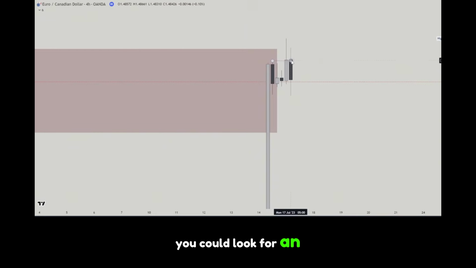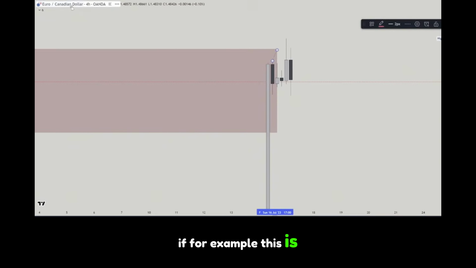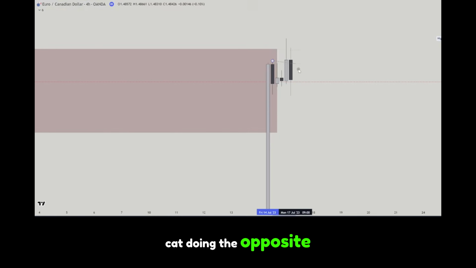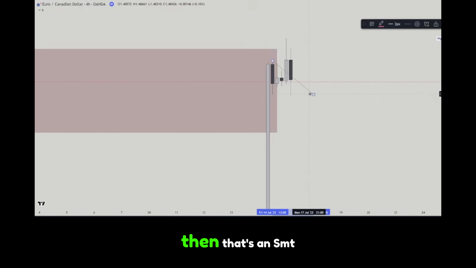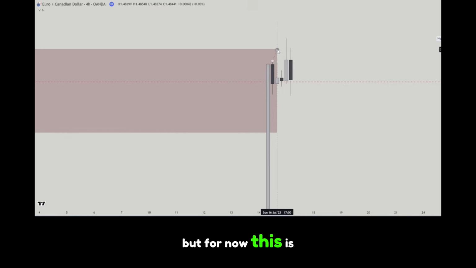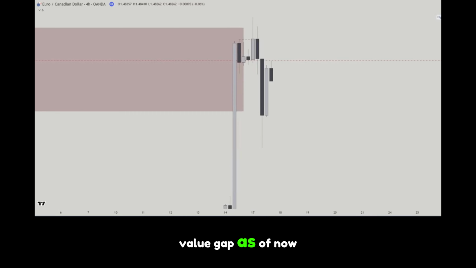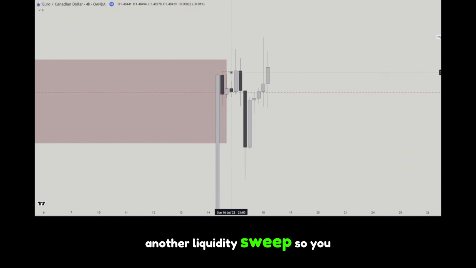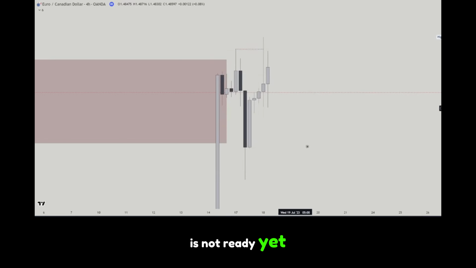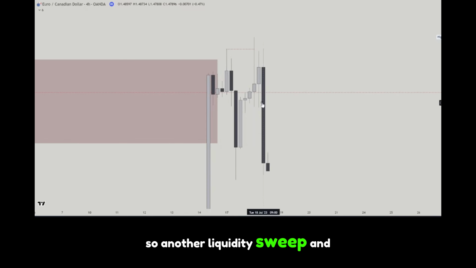You could look for an SMT here. If, for example, this is your CAD, right? If I see a pound CAD doing the opposite, creating a failure swing here, then that's an SMT. But for now, this is a liquidity sweep here. What I want to see is a fair value gap to be created. And you see no fair value gap as of now. Another liquidity sweep. But you see that lack of fair value gap is telling me something. It's telling me that price is not ready yet to go downward.